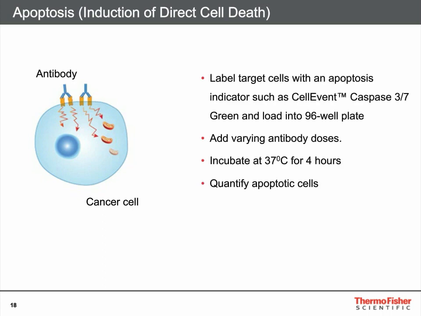And in this case, we will just load our target cells with a probe of this variety to indicate cell death in a dynamic fashion, where this caspase probe will be non-fluorescent until cell death occurs, until our antibody induces direct cell death. So we can load our target cells with this dye and put them in a 96-well plate. Again, add varying doses of our antibody, incubate for the desired length of time, and then directly quantify apoptotic cells.